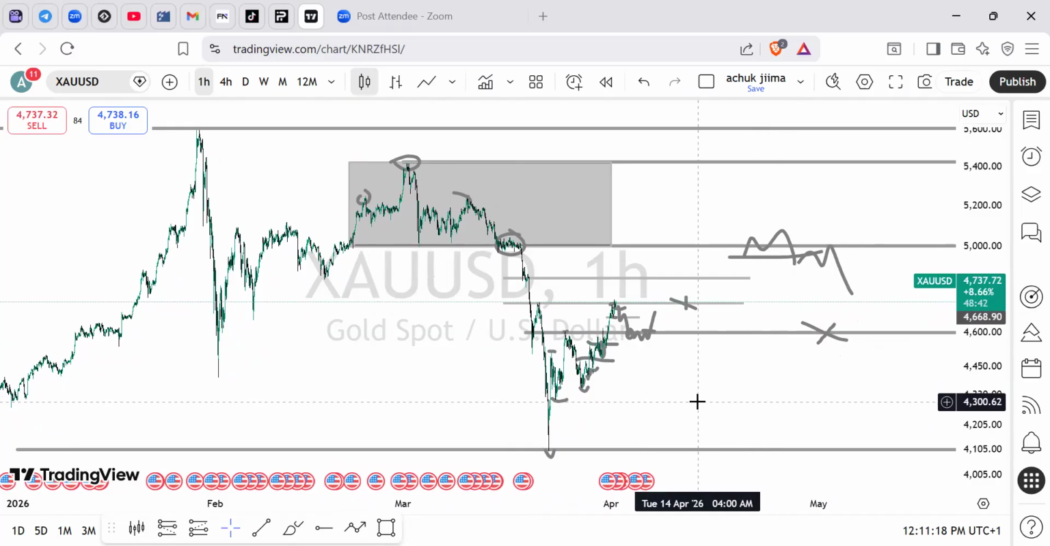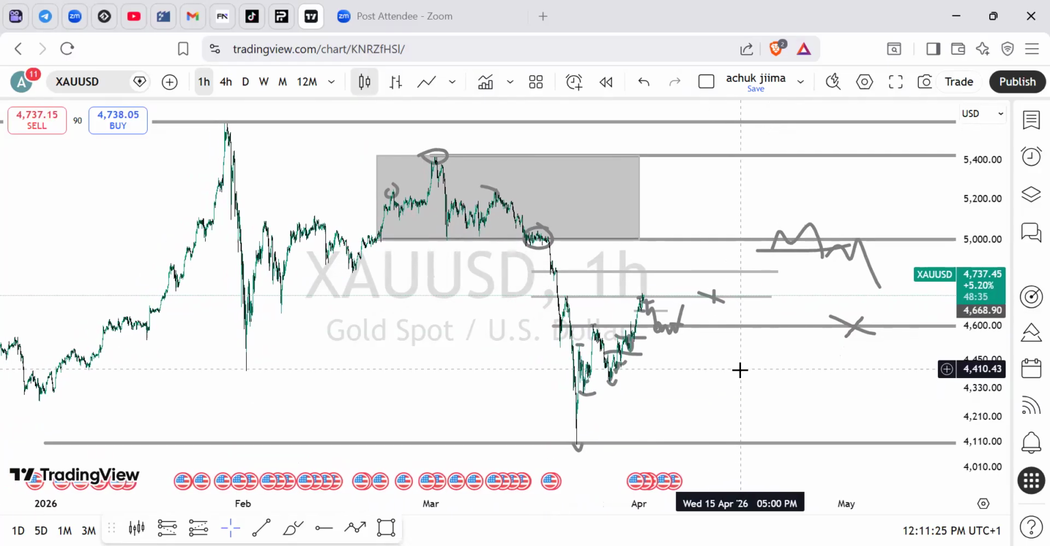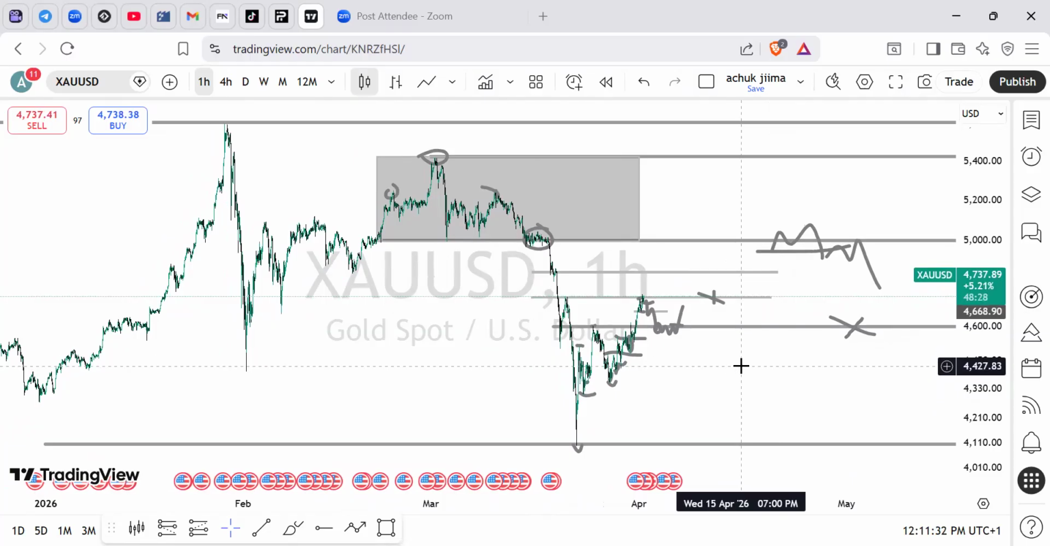We don't want to force moves. We don't want to enter because of FOMO, fear of missing out, or even fundamentals and stuff. Take trades that you know you can take again and again and again. So let's see how gold is going to play out, but that is it.